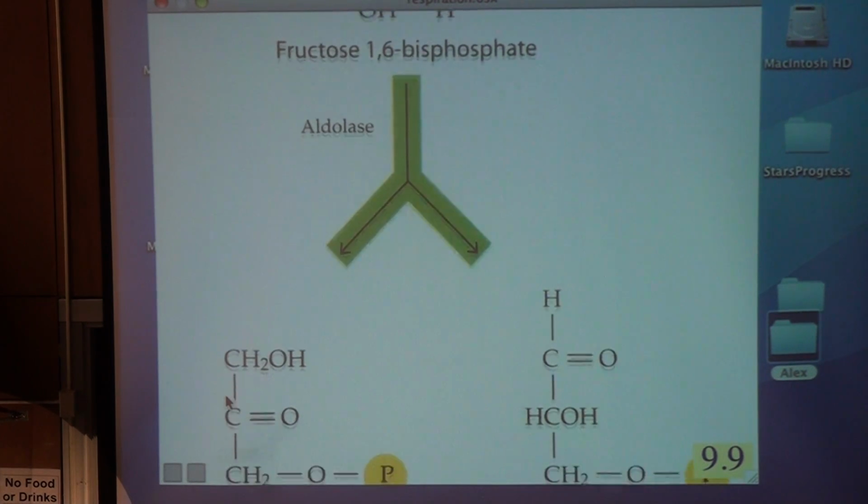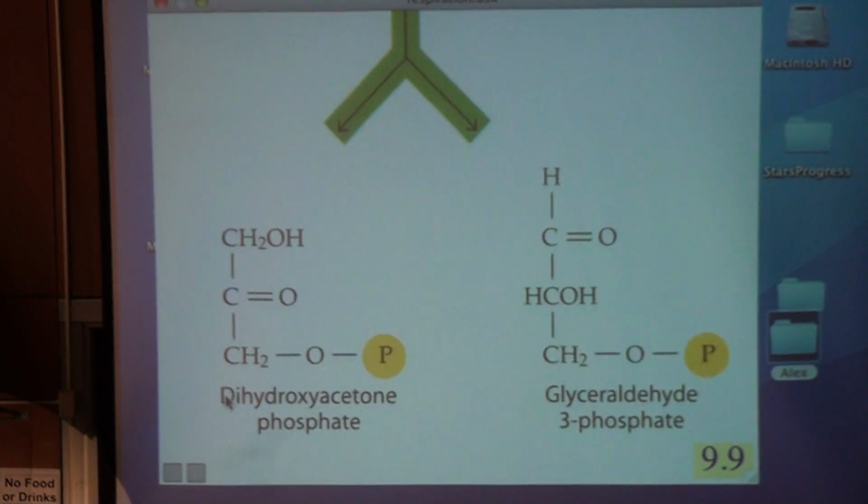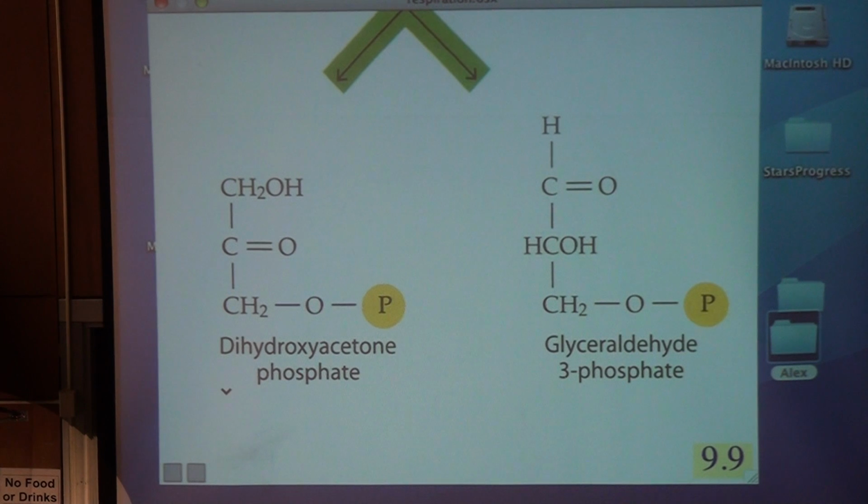But these are not the pyruvate yet. These are 2 C3 molecules, but they're not the pyruvates we were looking for yet. One is dihydroxyacetone phosphate, and the other is glyceraldehyde 3-phosphate, which is good old pGal that we saw from photosynthesis.